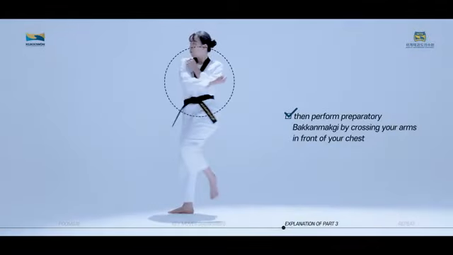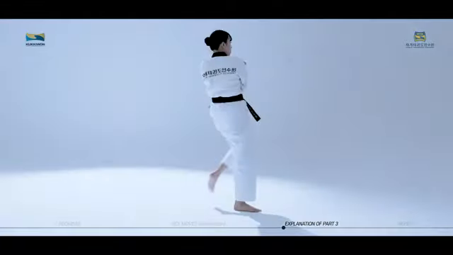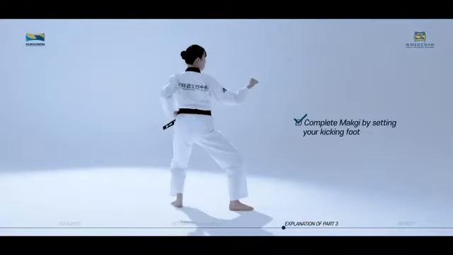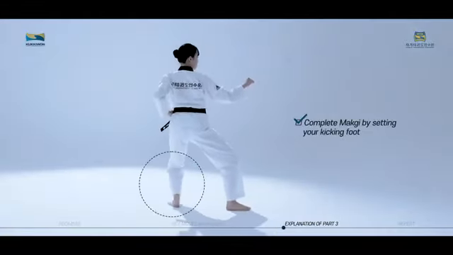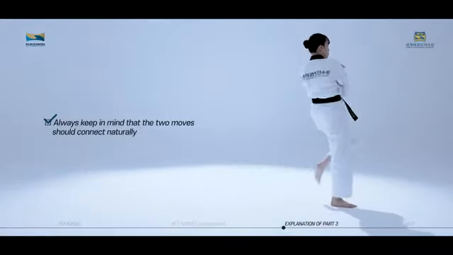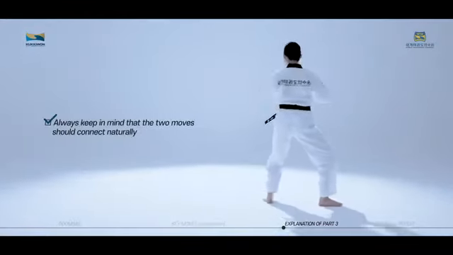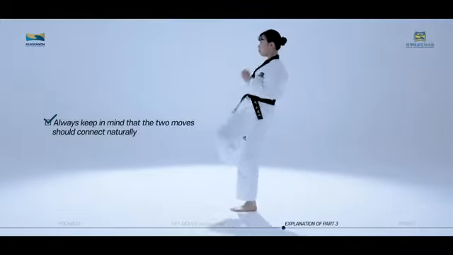Then perform preparatory 바깥막기 by crossing your arms in front of your chest. Complete maki by setting your kicking foot. Always keep in mind that the two moves should connect naturally.